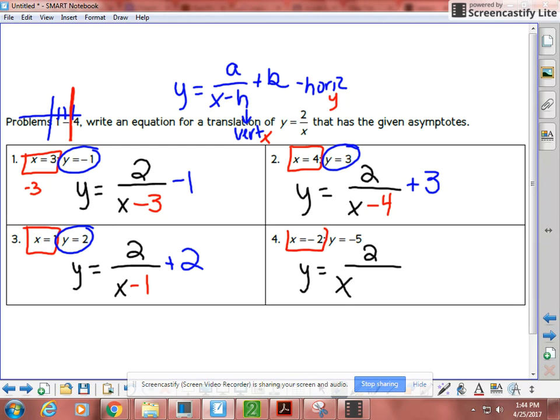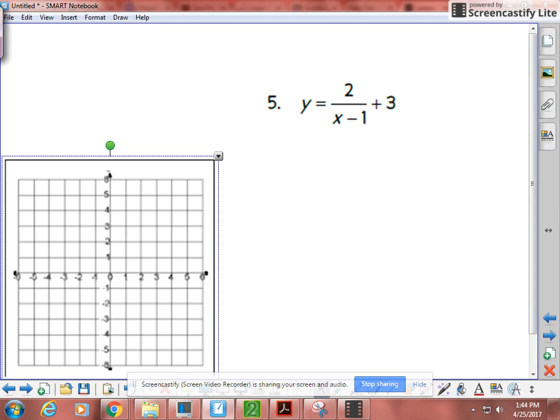X value, negative 2. Change it around, make it plus 2. Y value is on the outside. It stays the same. So equations are easy once you know where to put just one of them. So if you know where to put it, then you can write these equations all day long. Okay, so let's move on to the graphs, because the graphs are a little bit harder.